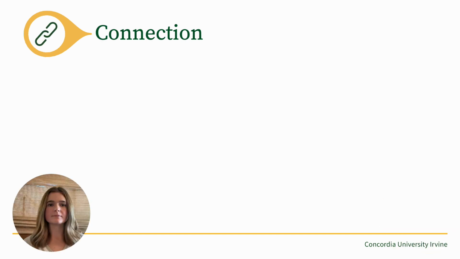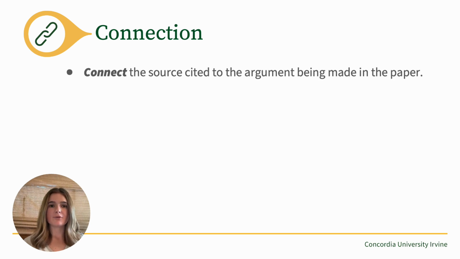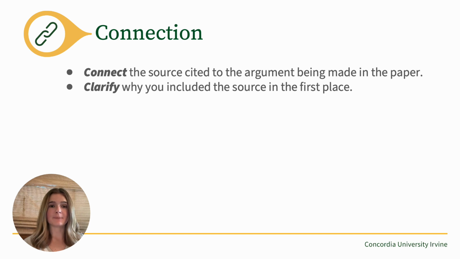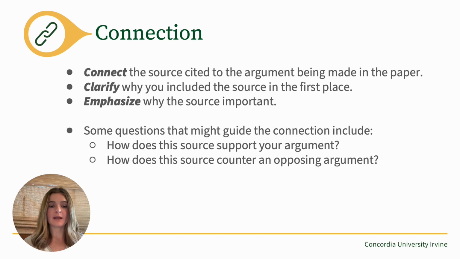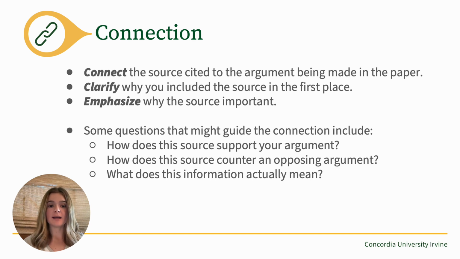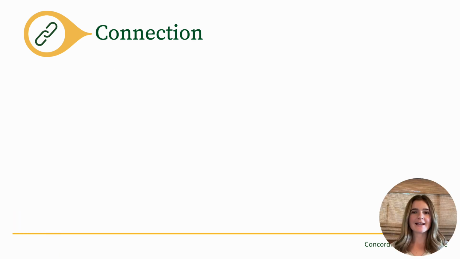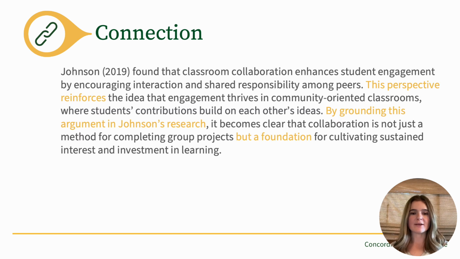The next step of integrating a source is connection. This involves 3 steps. First, connect the source to your paper's argument. Next, clarify why you included the source. And lastly, emphasize why the source is important. Some questions to ask yourself include, how does the source support your argument? How does the source counter an opposing argument? And what does this information actually mean? Here is an example that connects, clarifies, and emphasizes the importance of the source. Johnson 2019 found that classroom collaboration enhances student engagement by encouraging interaction and shared responsibility among peers.